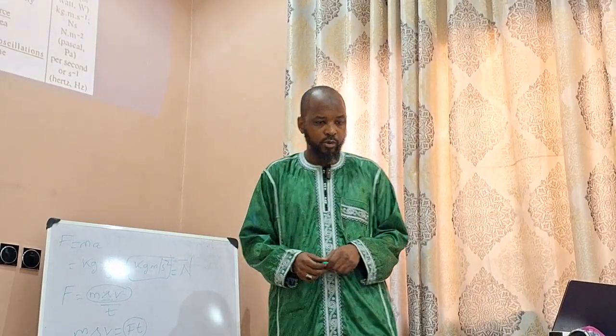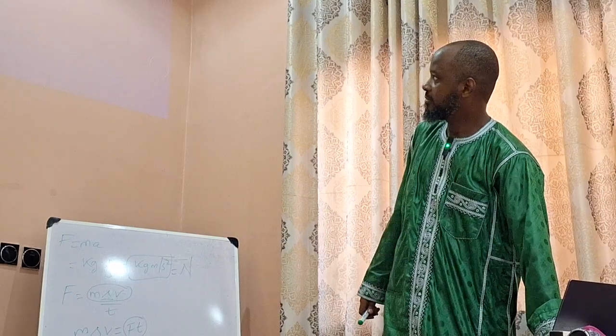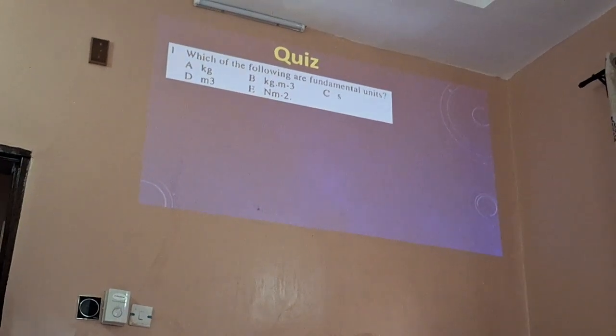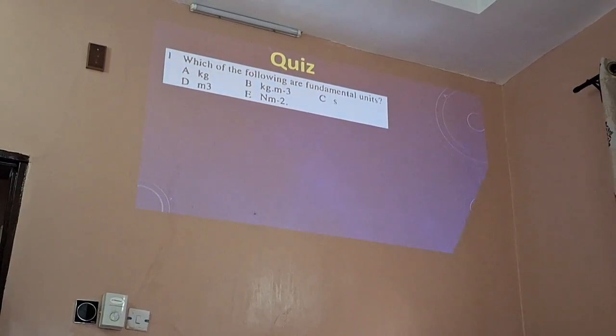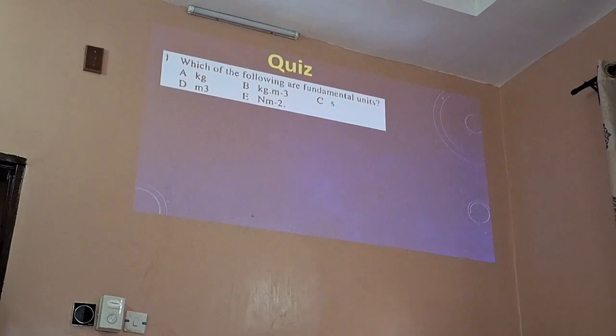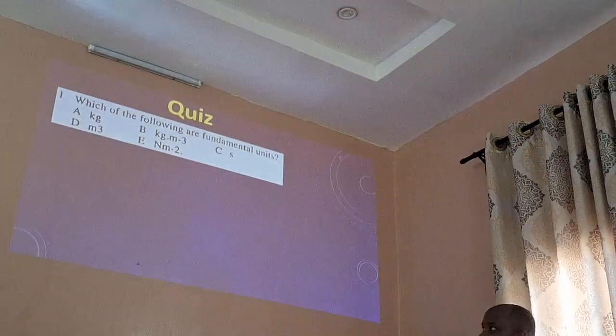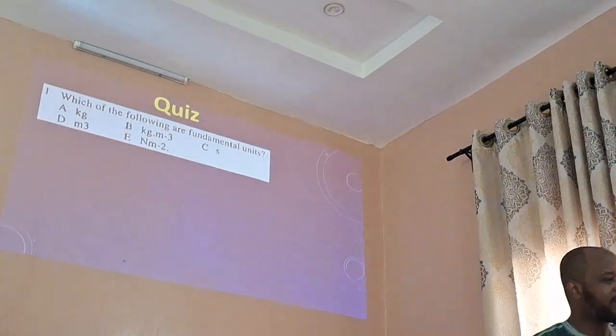Clear? Can we go ahead? Good. Now, a quiz. This will test your understanding of these simple concepts. The first one says, which of the following are fundamental units? A, kilogram; B, kilogram per meter cube; C, second; D, meter cube; E, Newton per meter cube. Which of them are fundamental units?